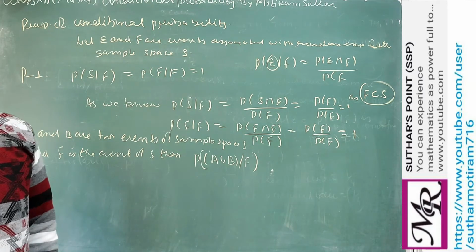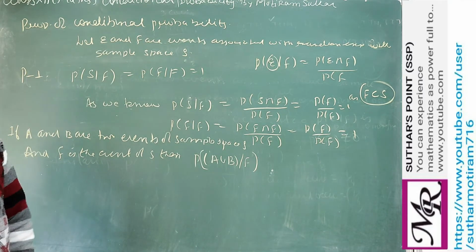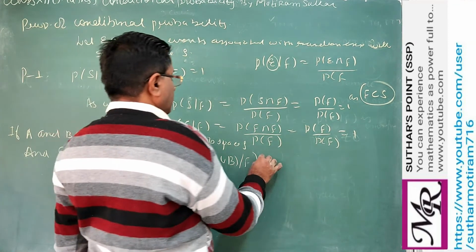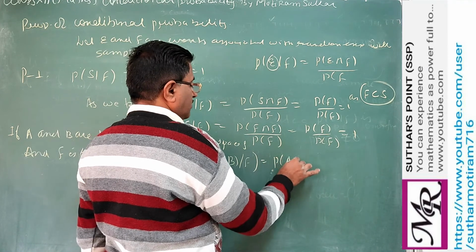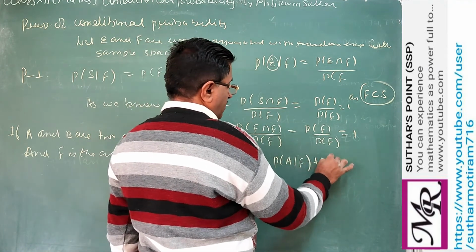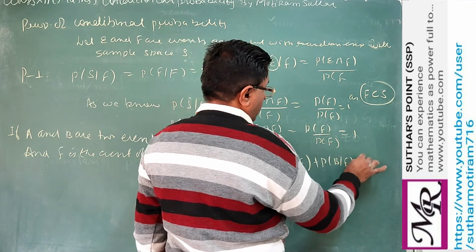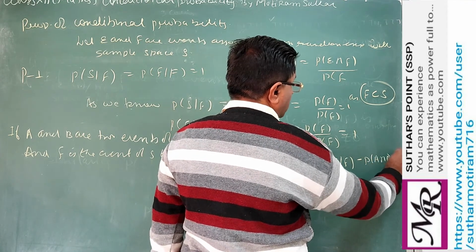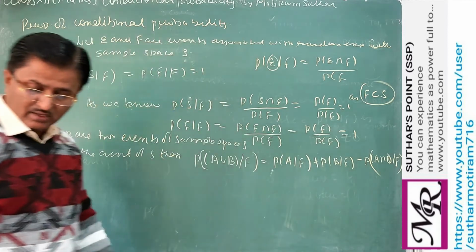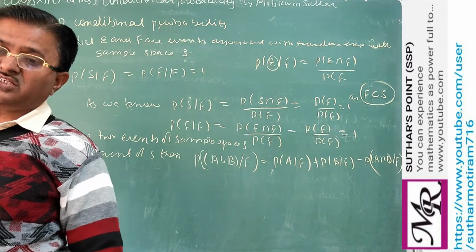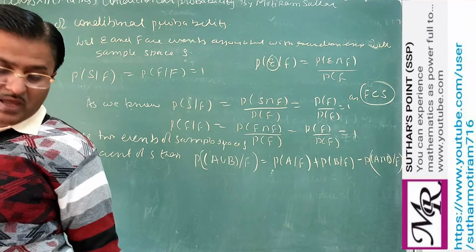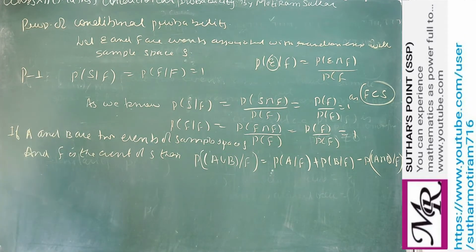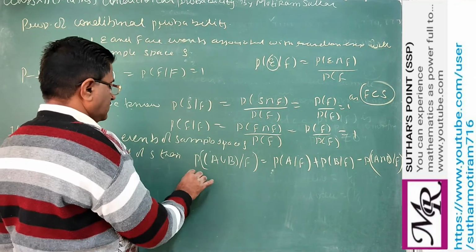Now, we saw union and intersection in probability in 11th class. So P(A union B | F) is equal to the probability of A given F plus the probability of B given F, minus the probability of A intersection B given F. And if the intersection is phi, then a particular case will be taken. So what does that particular case say?